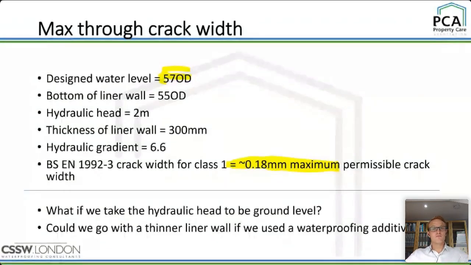And what if you said, well, I am a responsible professional and I care about responsible use of natural resources. Do we really need a 300 millimeter thick concrete liner wall? Could we bring that in thinner? Maybe using a waterproofing additive would justify bringing that in thinner and not quite achieving the crack widths that you should achieve. That is worth consideration, I say.